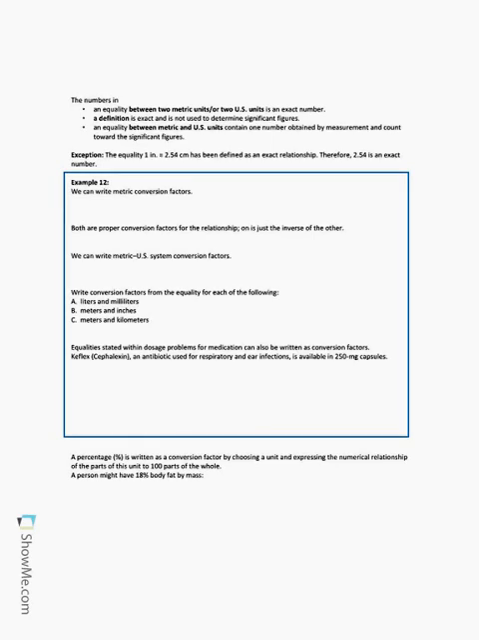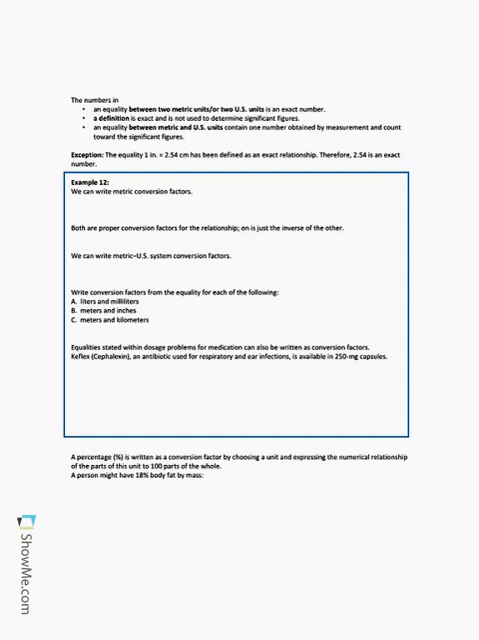The numbers in an equality between 2 metric units or 2 US units are an exact number. Remember, when we are going between the same system, it's always exact. The reason for this is that they are considered a definition. A definition is exact and is not used to determine significant figures. Most equalities between metric and US units contain one number that is obtained by measurement and counts towards the significant figures. The other number is considered exact.